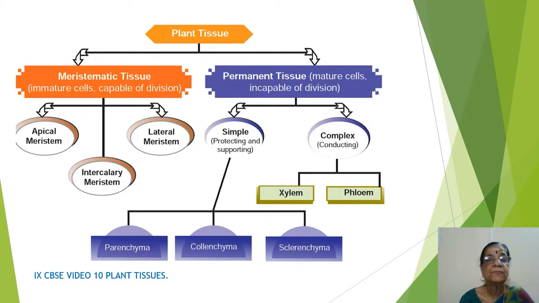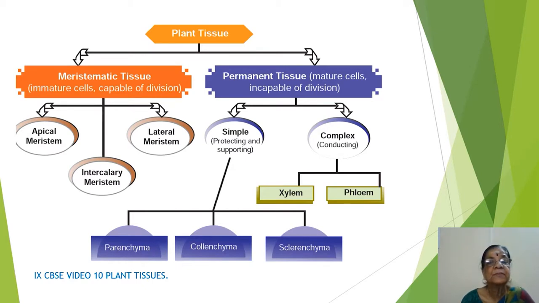The same with the function is mentioned here. Meristematic tissues are immature cells capable of division. Whereas permanent tissues are mature cells incapable of division. What I said: as the cell divides, it multiplies, elongates and matures. After maturation, it becomes the permanent tissues. So we say permanent tissues are mature cells and not capable of division. I hope you understand.